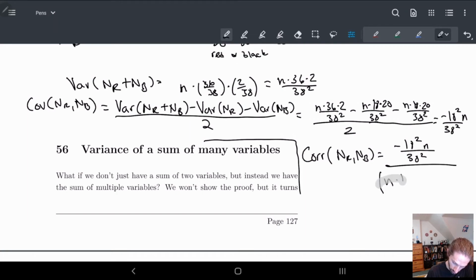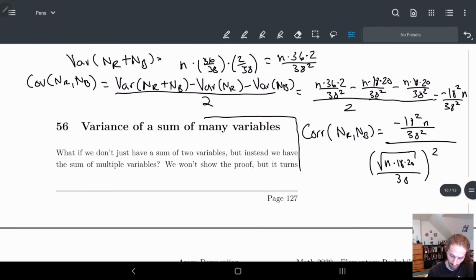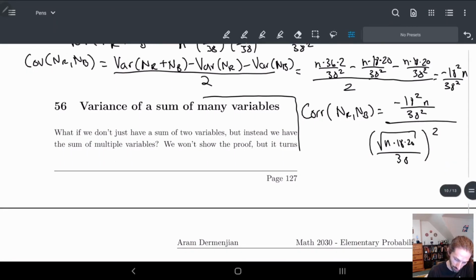oh, no, it's the square root, because it's standard deviation. So it's, yeah, square root of n times 18 times 20 over 38. And this squared, right? Because they're going to be the same number. SD of nr and SD of nb. The 38s are going to cancel, right? These will cancel because we have the square, right? So the square comes here and the square comes here.